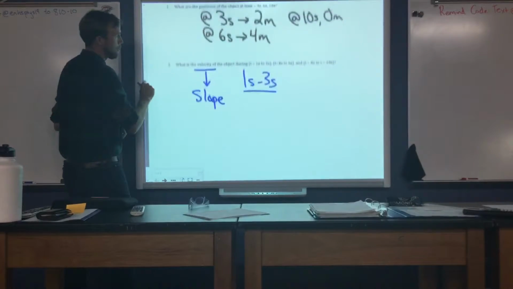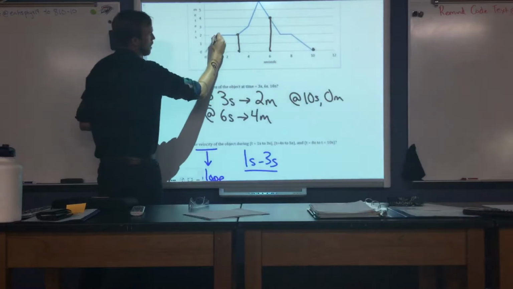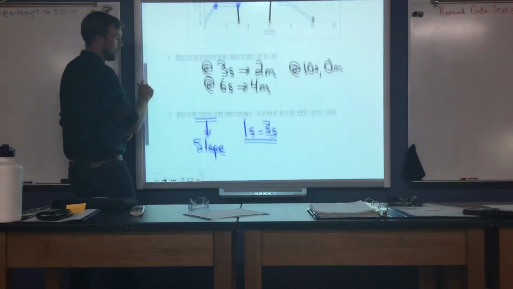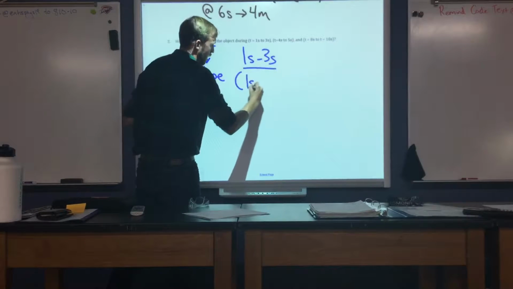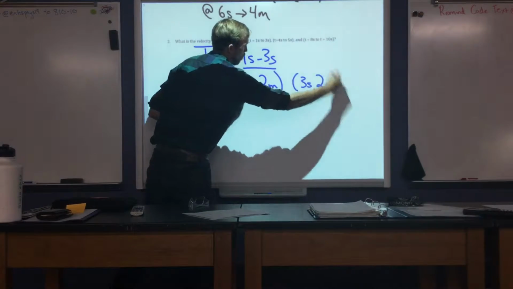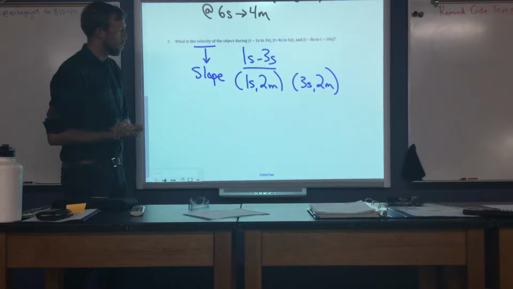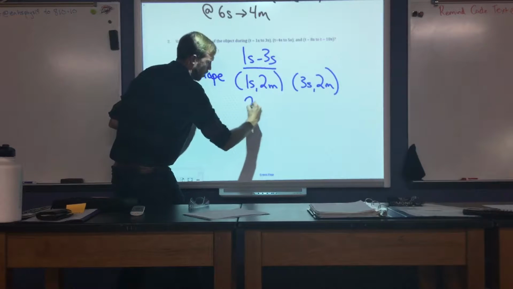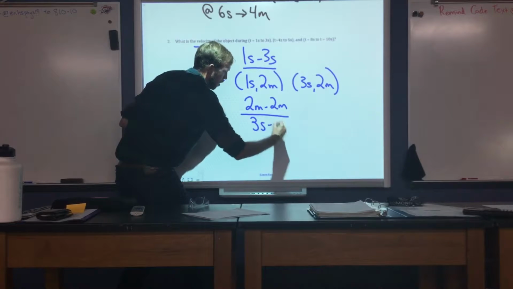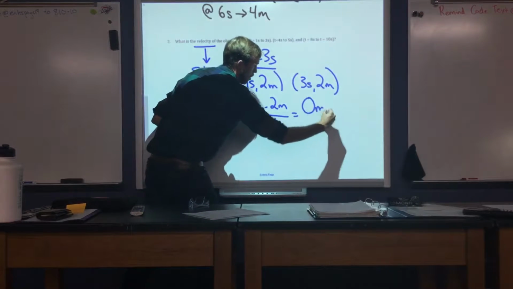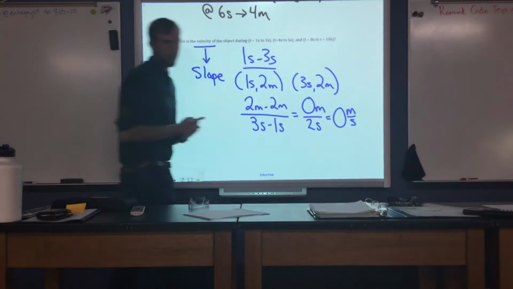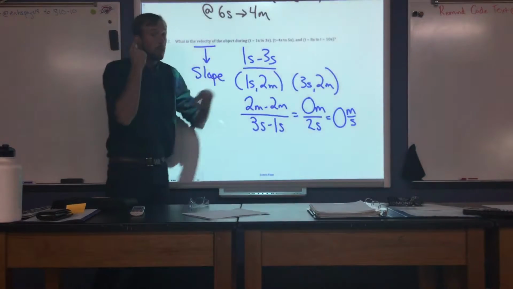So what we'll do here is I'll come up to my points. At a time of 1 second, I'm at a position of 2 meters, and at 3 seconds, I'm at a position of 2 meters. So here I'll just find the slope between those points. So y2 minus y1, so 2 meters minus 2 meters over x2 minus x1, 3 seconds minus 1 second. This is 0 meters over 2 seconds. 0 over 2 gives us 0 meters per second. So in this scenario, our velocity would be 0.